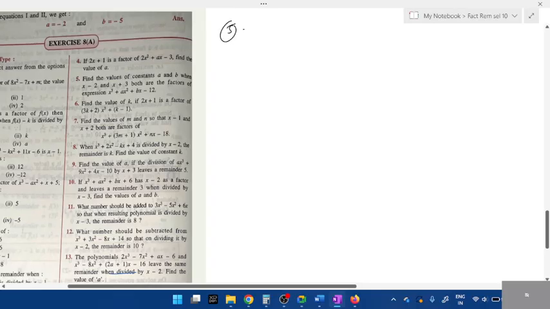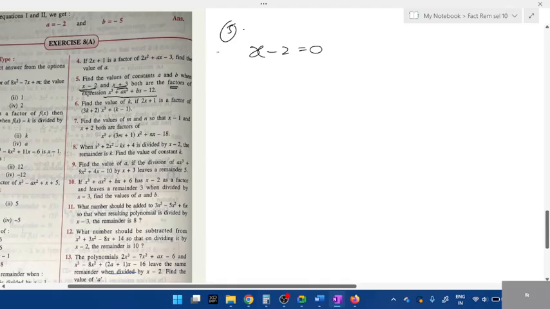Find the value of constants A and B. How many values are given here? x minus 2 and x plus 3, and both are factors, right? So this question has one equation, and how many divisors does it have? 2 divisors. So first, x minus 2 is equal to 0, and x plus 3 is equal to 0.